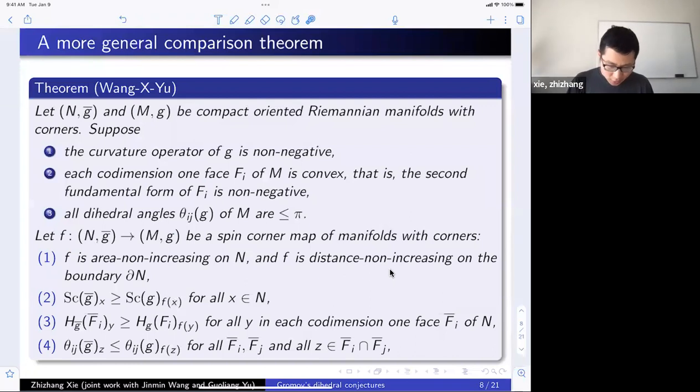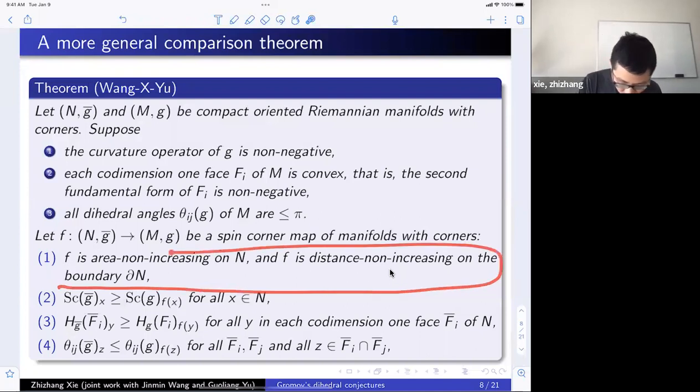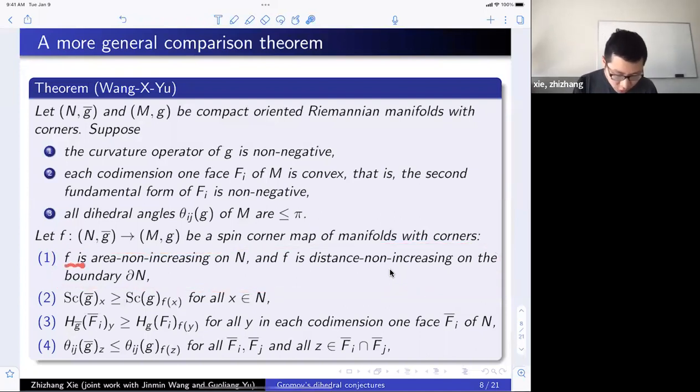Okay. Now, with these two conditions, here comes the natural comparison. These are probably not surprising. You have the scalar curvature comparison, mean curvature comparison, and dihedral angle comparison. Now, you also have this condition right here that f is supposed to be area non-increasing. So area is shrinking, and on the boundary, distance is shrinking.